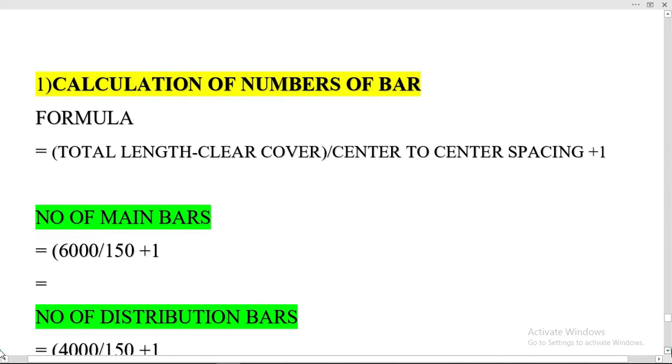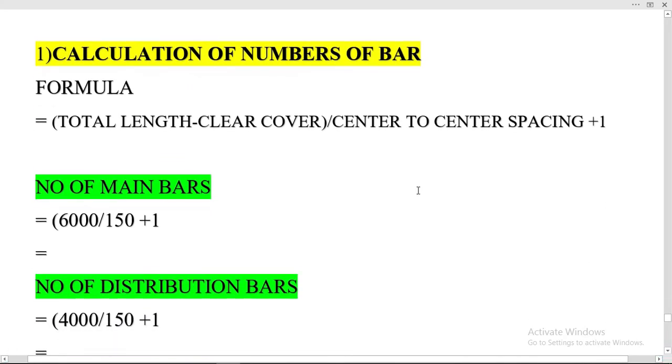Let me now start our topic. Here, calculation of number of bar. First we will calculate number of main bar. This is the main formula to calculate number of bar: total length minus clear cover divided by center to center spacing plus 1. But here we do not need to subtract the clear cover because we have clear span length.